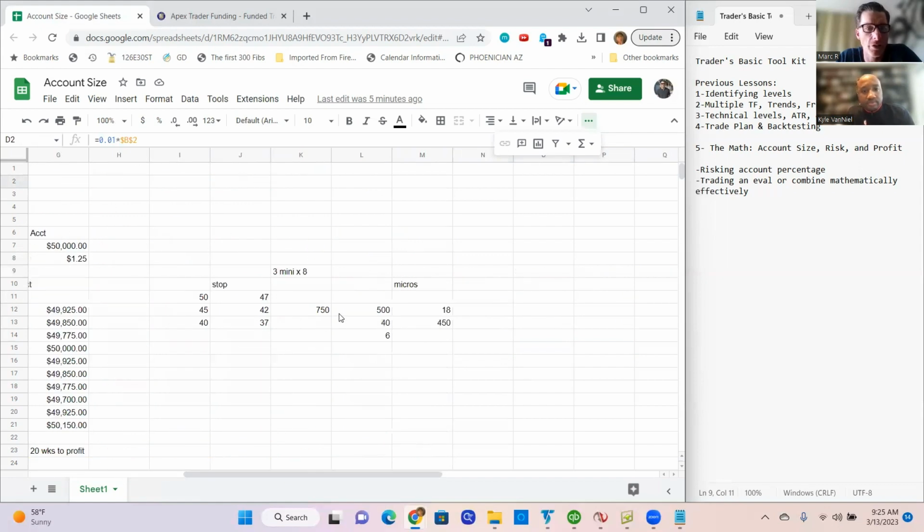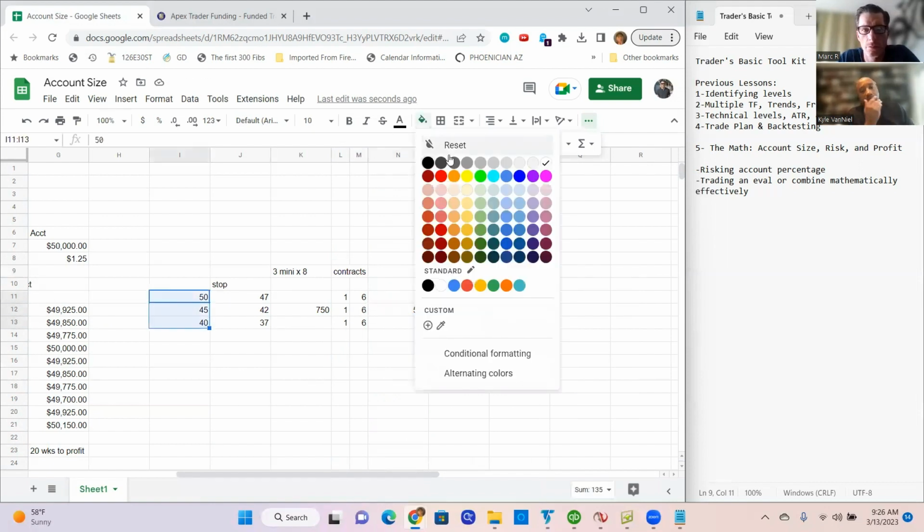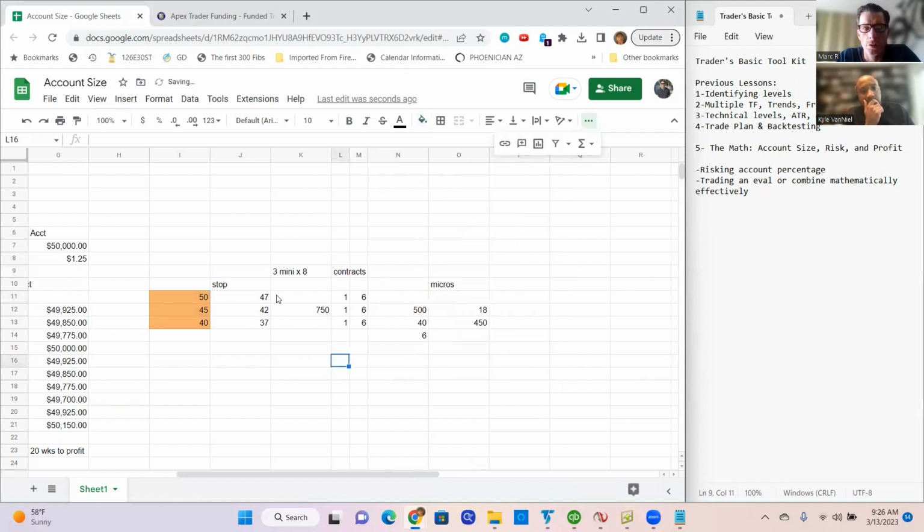So I'm only willing to risk $500. So now, how do I not go more than $500 on this? And the answer is, instead of one contract, one contract, one contract, we're going to go 6, 6, and 6. So our average price is going to be here at 45. 6 contracts, that's going to be a total of 18.